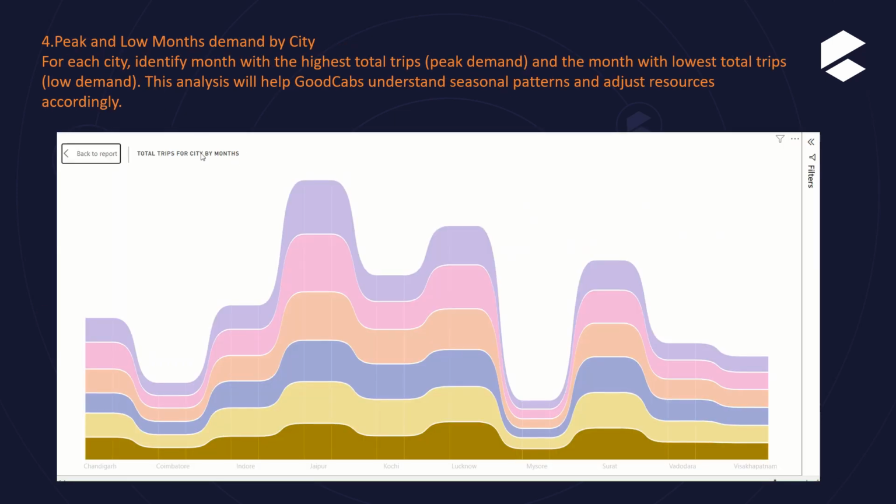Peak and low months demand by city. For the city Jaipur, we have the highest total number of trips in the month of February, followed by the month of January and then March. It is the same for every city, Chandigarh, Coimbatore and Indore. They have their highest number of trips in January and the lowest being June. So January, February and March have the highest number of trips, with February having the highest trips in the overall cities, whereas the least being June.